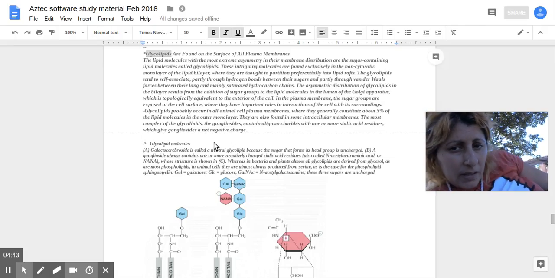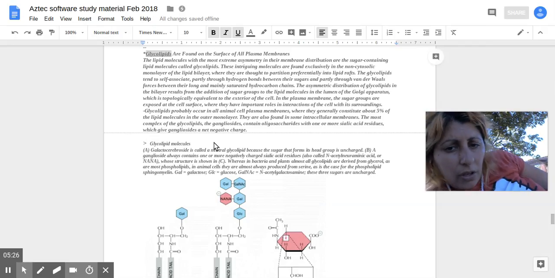The glycolipids tend to self-associate partly through hydrogen bonds between their sugars and partly through van der Waals forces between their long and mainly saturated hydrocarbon chains. The asymmetric distribution of glycolipids in the bilayer results from the addition of sugar groups to the lipid molecules in the lumen of the Golgi apparatus, which is topologically equivalent to the exterior of the cell. In the plasma membrane, the sugar groups are exposed at the cell surface, where they have important roles in interactions of the cell with its surroundings.